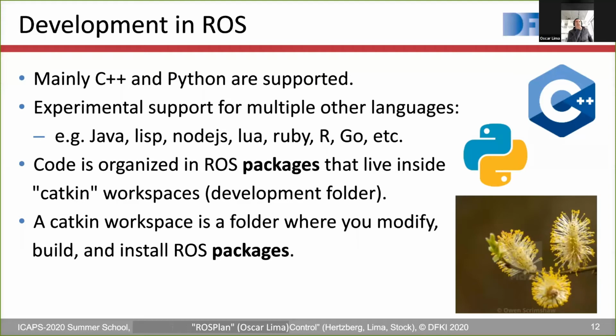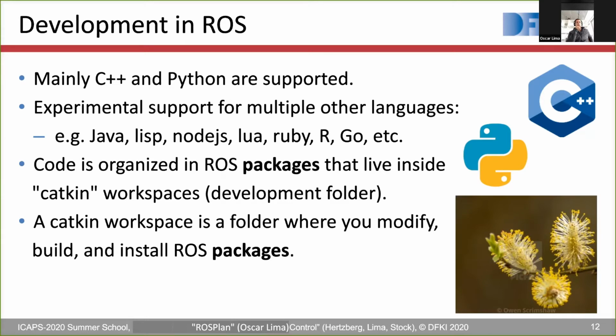Yeah, a little bit of the development in ROS. Mainly there is support for C++ and Python, but there is also experimental support for multiple other languages. So you have a wide variety of languages. For example, you can write your nodes in Java, in Lisp, in Node.js for web development. You can use Lua, Ruby, R, Go, and many more. So there is experimental support for all of these languages.